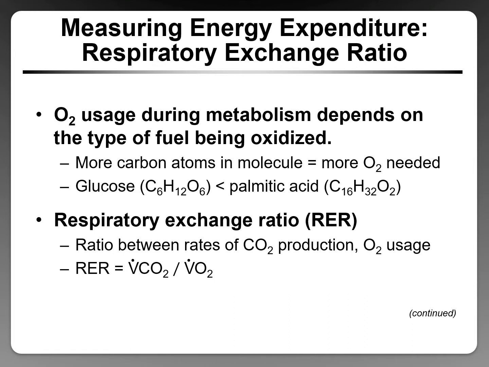So using these two values, we create something called a respiratory exchange ratio. This will be really important for estimating what substrates we are using. So we know oxygen usage during metabolism is going to be dependent on the type of fuel we oxidize. This means that the more carbon atoms in a molecule, the more oxygen will be needed. So we know there is more oxygen needed to break down a fat than is required for glucose or a sugar. From there, we create this respiratory exchange ratio, which is the ratio between the rates of CO2 production and oxygen usage. So your RER is your volume of CO2 divided by your volume of oxygen.